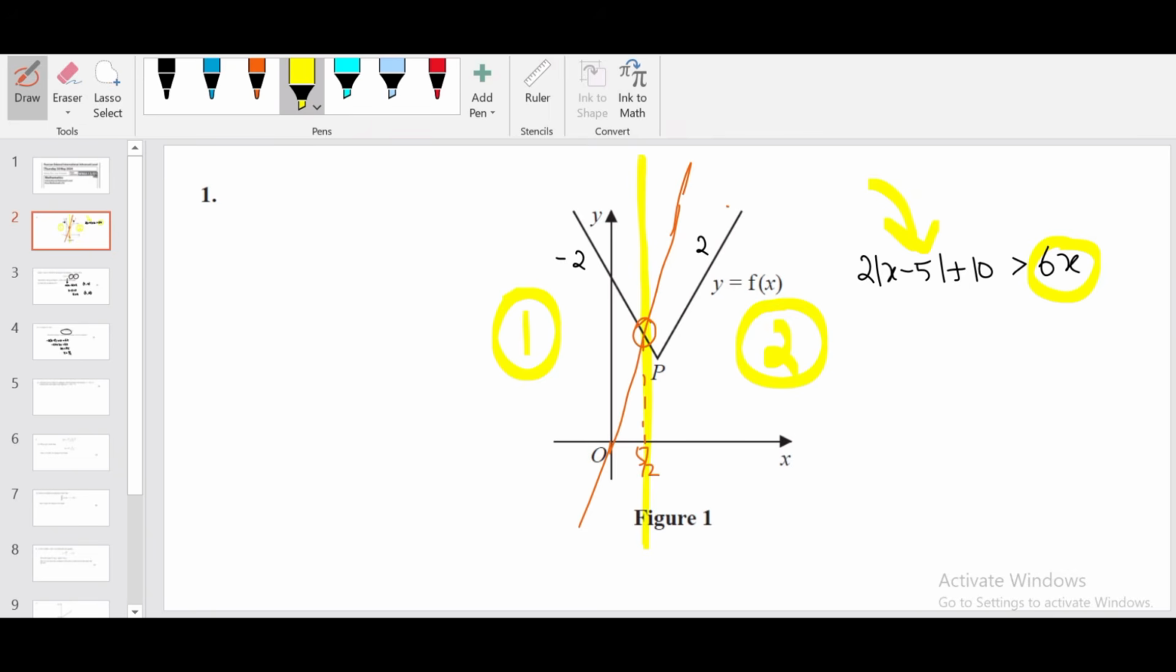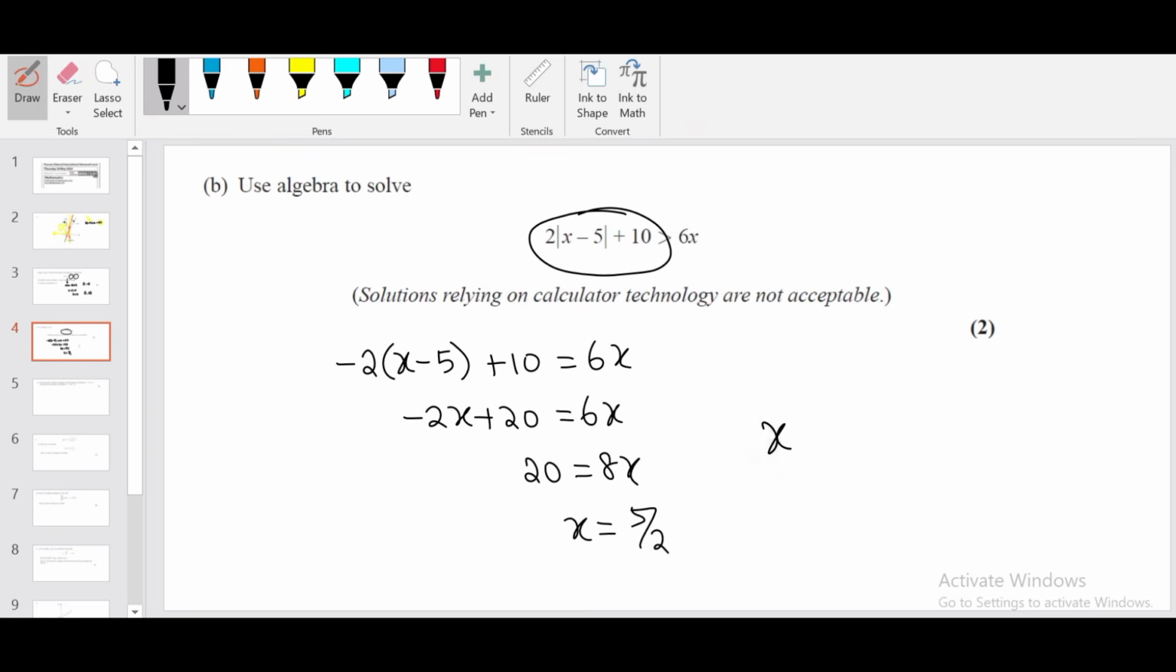So the modulus function, the graph should be above the orange line. In region 1 it's above, right? In region 2 it's below. So region 1 is what we need. So the corresponding x values are this: x is less than 5 over 2. So the solution is x is less than 5 over 2. That's how you solve it.